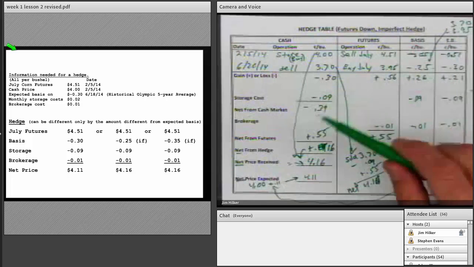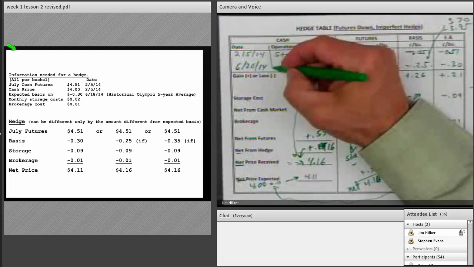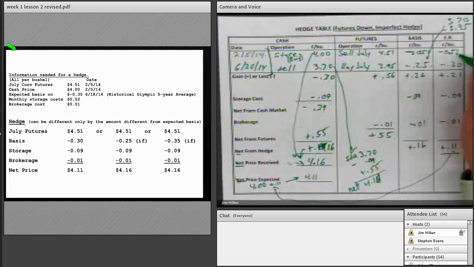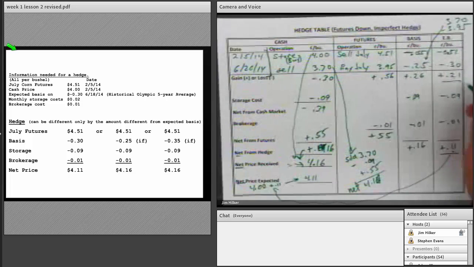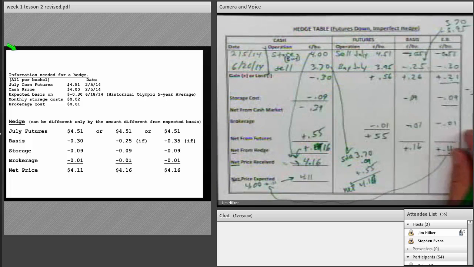The other nice thing about a hedge is flexibility. We don't always hold it as we go through the whole period. Why are we in a hedge? We're in a hedge because we expect it to strengthen 21 cents when our storage is only 9 cents. We don't have a lot more time, but I want to tell you where we're going next time.